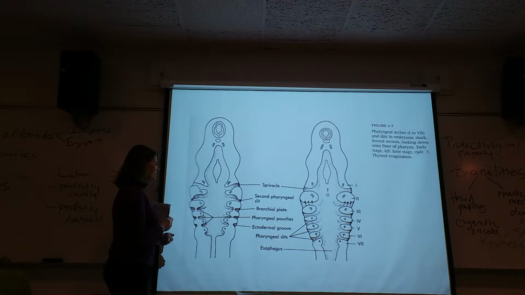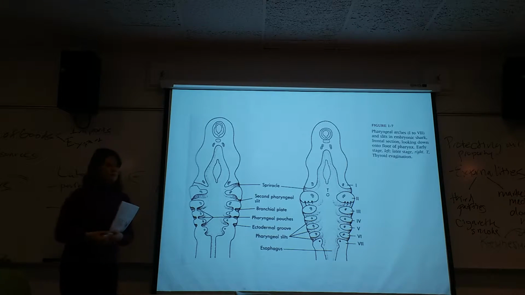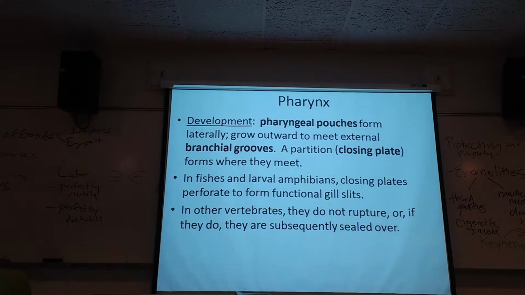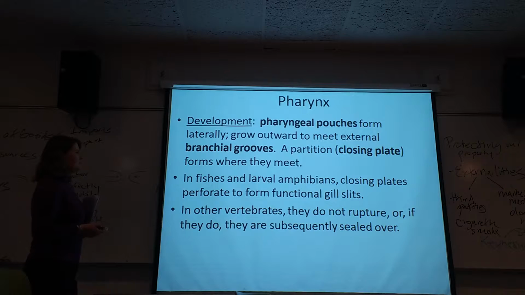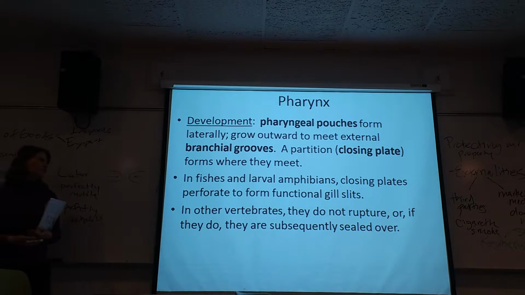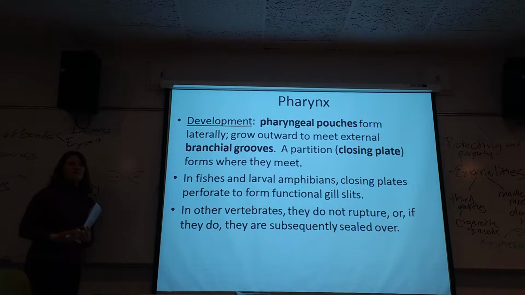If it's not an aquatic vertebrate, these just stay as pouches like this. And the fate of these various pouches differs in terms of what structures they become in the adult. So, in fishes and larval amphibians, the closing plates will perforate to form the functional gill slits. And in terrestrial tetrapods and vertebrates, they don't rupture. So if they do rupture, they're going to be sealed over after that.